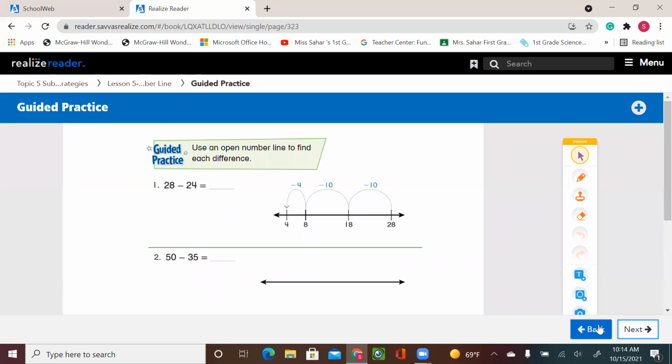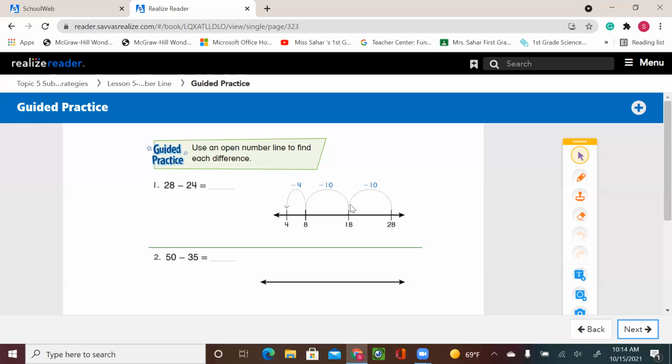So, guided practice, page 194. Use an open number line to find each difference. So as you see, we covered the number line in addition, and we covered the 100 chart in addition. Now we use the same strategies in subtraction. So let's see, subtracting 28 minus 24. So they have 28 and then jump 2 tens because I know that in my second addend, I have 24, which means 2 tens and 4 ones.